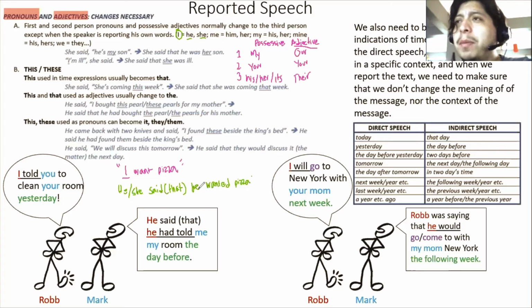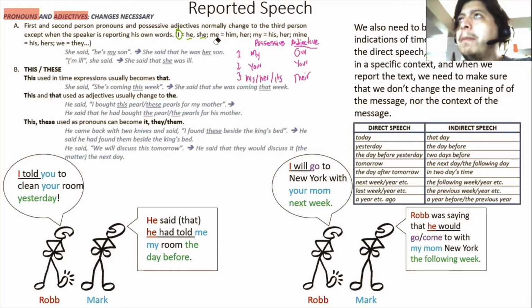Okay? But what happens if this person is not Marco? What happens if this person is Lily? If Lily says, "I want pizza," she said that she wanted pizza. So I changes to he or she. Normally, that's the way it works. Okay. For example, we have me changes to him or her. So for example, we have this sentence.